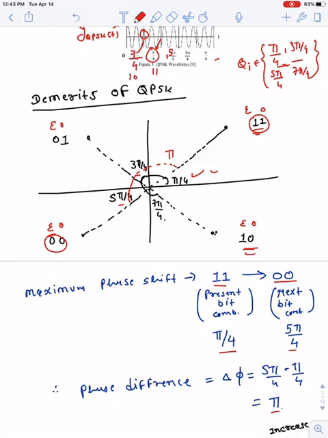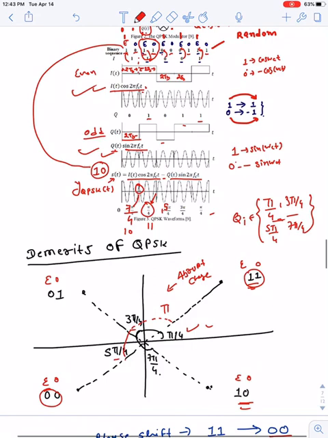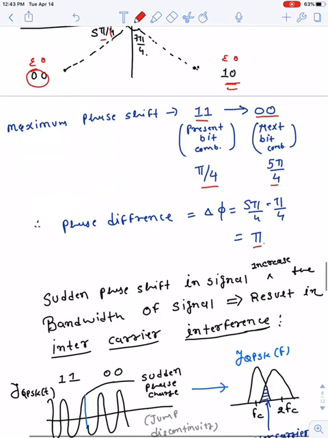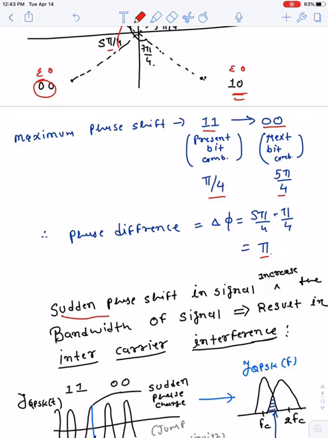So this is the abrupt change, sudden change, we can say. And this change is observed here. So this change is observed here, there will be a sudden change, and such a thing is known as a jump discontinuity. And if there is such a sudden phase shift, what is the problem we can face in the signal? It increases the bandwidth of the signal.